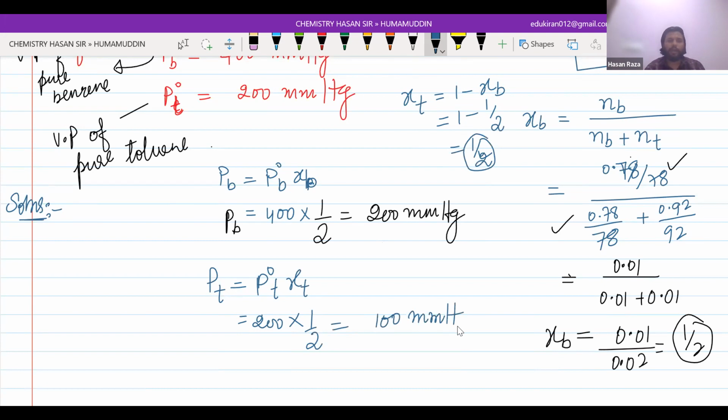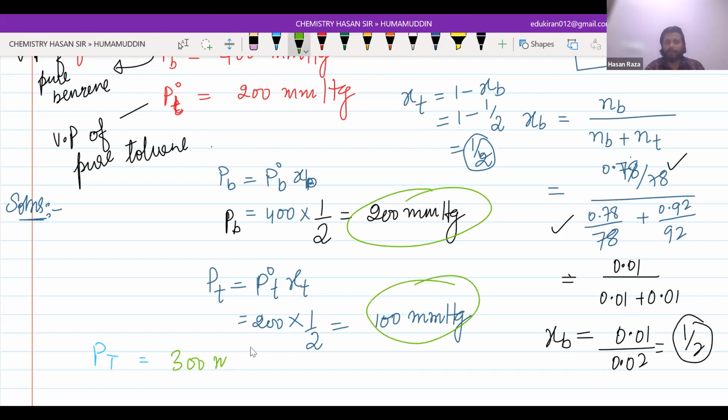And then if you are going to calculate the total pressure, that will be equal to the sum of the individual partial pressures, that is 200 plus 100, which equals 300 mm Hg. Isn't it easy?